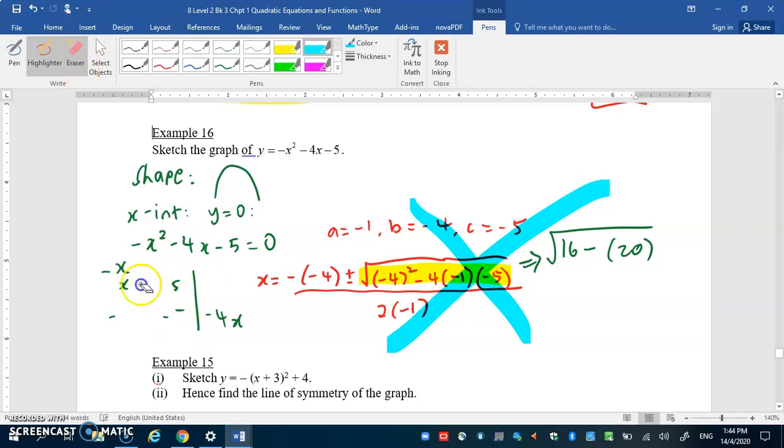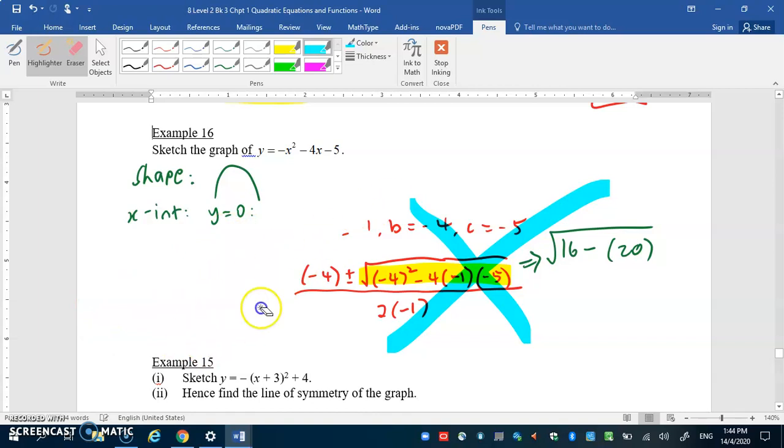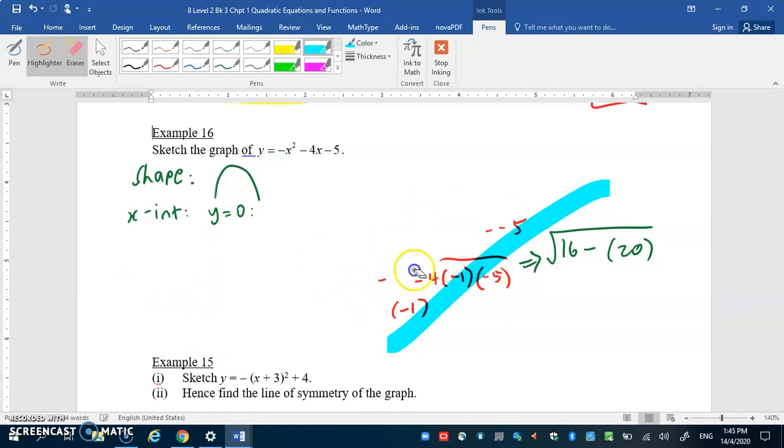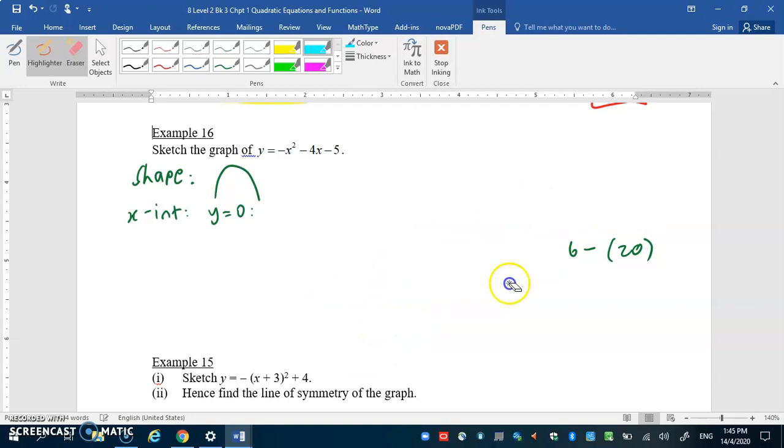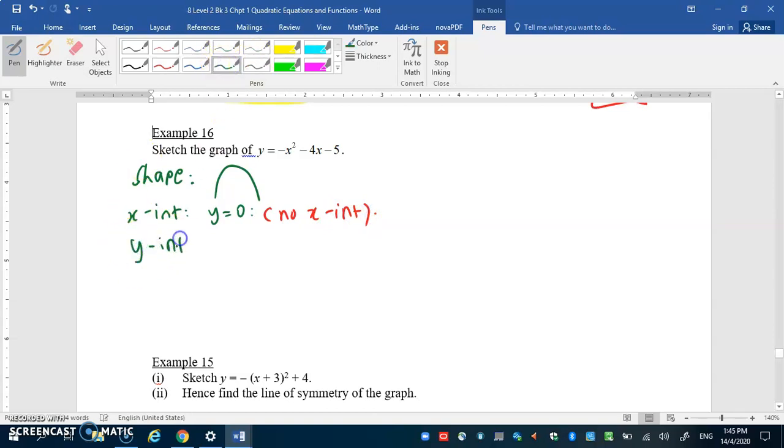So now is the time for me to go and complete the square, because all I need is the y-intercept and the turning point. So, x-intercepts, there are no x-intercepts. Okay, let's move on to the y-intercept. The y-intercept is when x is 0. So when I sub x equals 0, I will get y equals negative 5. That's my y-intercept. And how about my turning point?